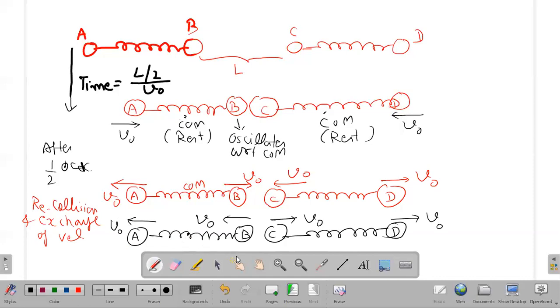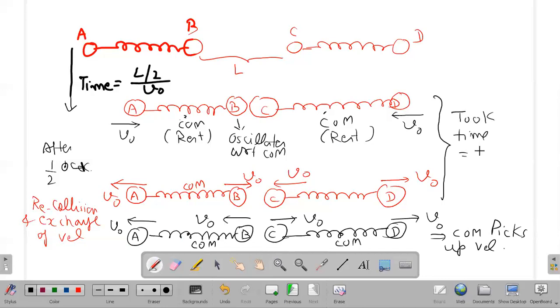So now the center of mass will pick up the velocity. Now this center of mass of both masses will pick up the velocity. So center of mass picks up velocity again, and now the dumbbells will separate from each other. Now the two dumbbells will separate from each other, but they will again take some time for the separation to become L. So this whole process till the half oscillation took a time equal to pi root m over 2k.